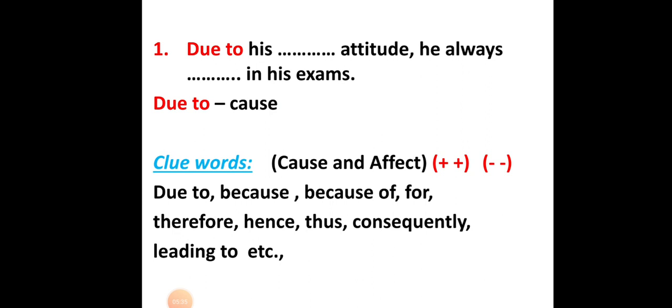Due to, because of, for. When I say for, here for is not a preposition. For is also used to give the reason. You can use for as a conjunction. Okay, fine. Therefore, hence, thus, consequently, leading to, these are all clue words here. Keep them in mind.